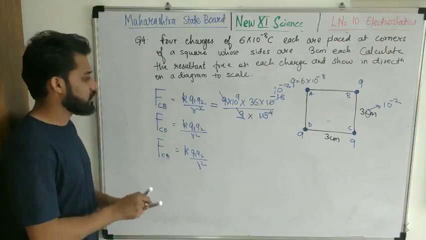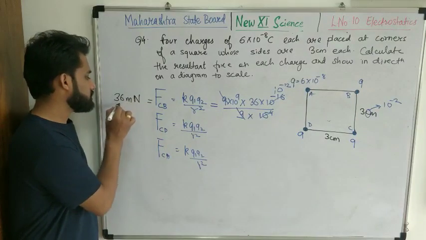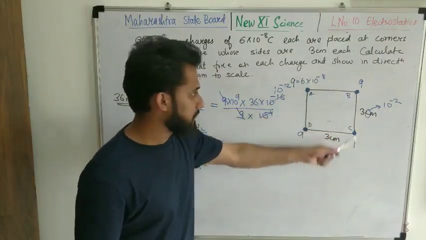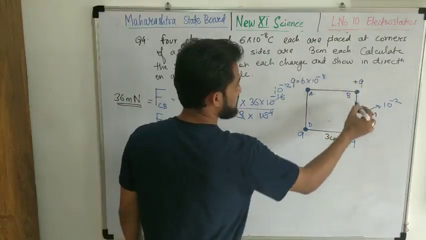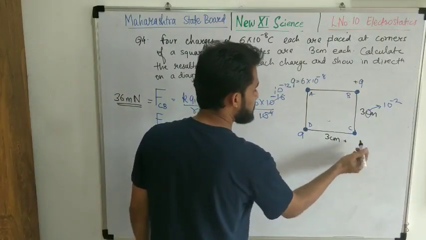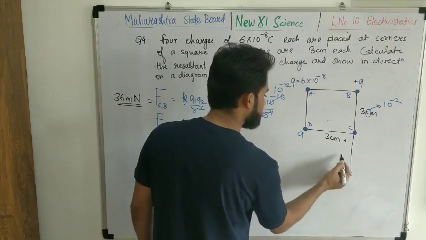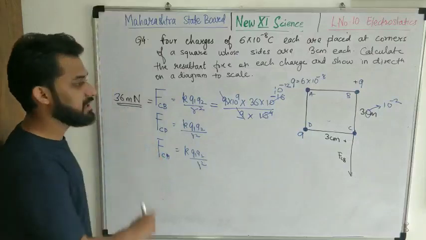So the first force that we get is 36 millinewton. This is the first force between B and C. In which direction will it be? Obviously, this is a positive charge and this is a positive charge, so there will be a repulsion and the force will be away. This is 36 millinewton. This is the first force, CB. Its value is 36 millinewton.